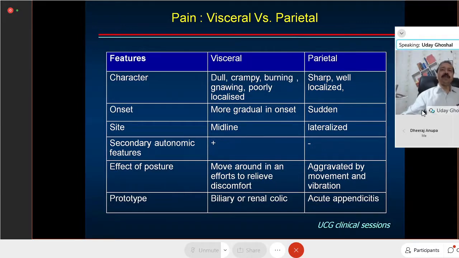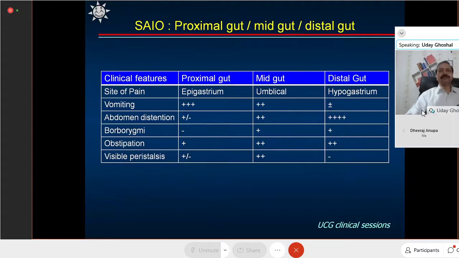Patients with visceral pain move around in an effort to relieve the discomfort. So if somebody is tossing in agony in the bed or on the bed, this patient does not have parietal pain. This patient has a visceral pain. Whereas if somebody doesn't want to move, remains stand still, even the abdomen is not moving with respiration, this is peritonitis, because parietal pain gets aggravated by movement. Okay, so these are the differences.